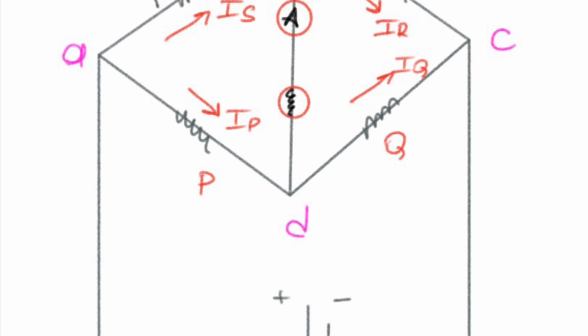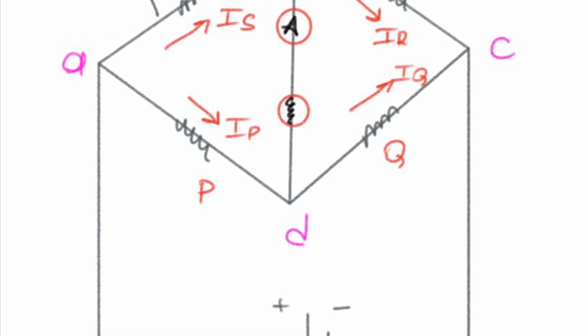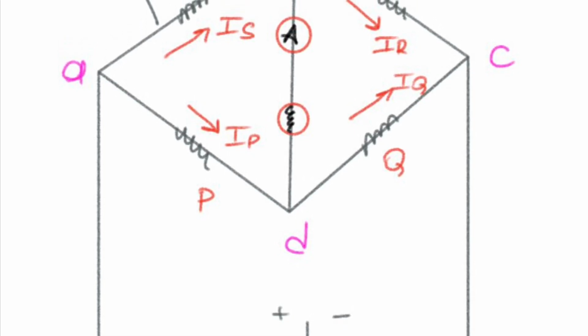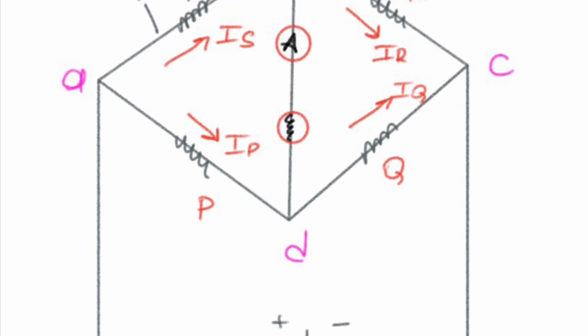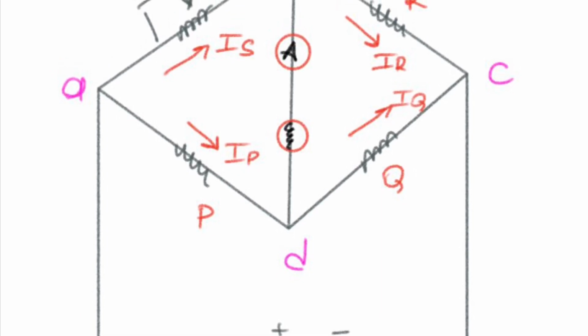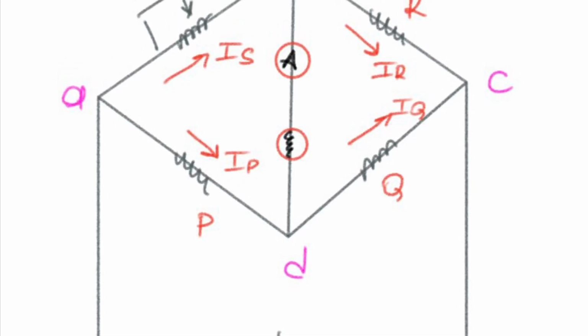Initially, Q is the unknown resistance value. P and R represent known resistance values. S is the resistance of the rheostat.